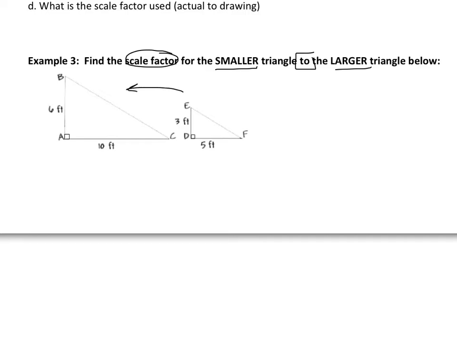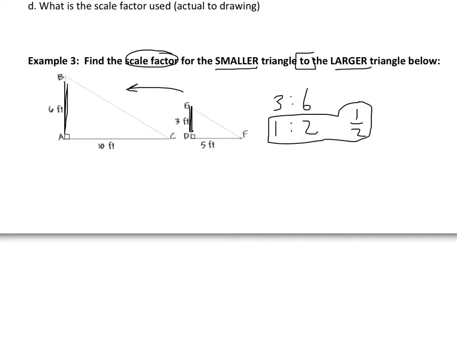So I make a ratio of corresponding sides. So I have 3 feet for side DE. I want to compare that to side BA, and that's 6. Again, we want to simplify when possible, so 1, 2, 2. Again, you can write it in this form or 1 over 2. Both are equivalent. And that is the scale factor of example 3.